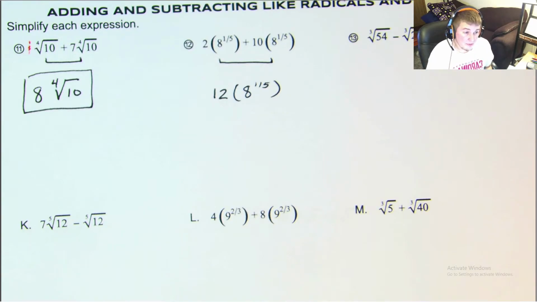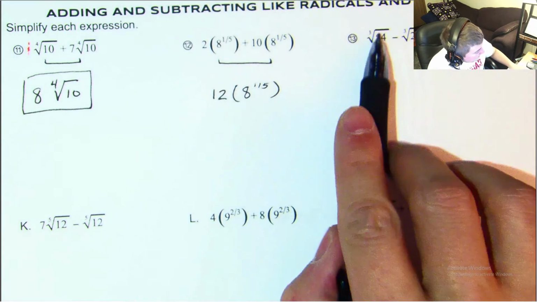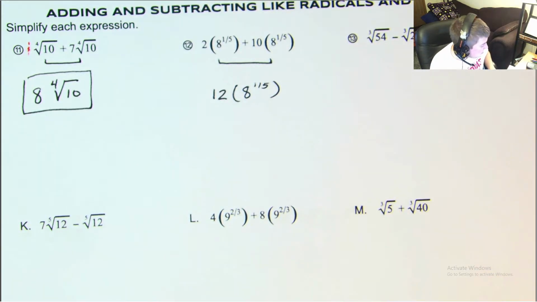13 is a little more complicated though, because I'm taking the cube root of 54 and I'm subtracting the cube root of 2. I need to be very clear, this is not the cube root of 52, because that's just not how our radical symbols work. I need to get them to be like terms. So let's take a look at the cube root of 54. Let's see if we can simplify this just like we did on the previous page.